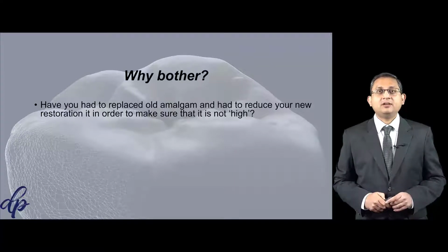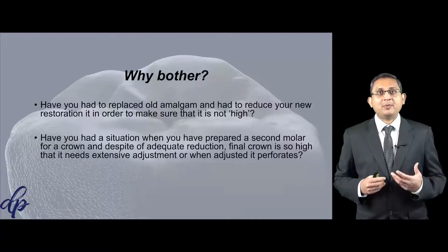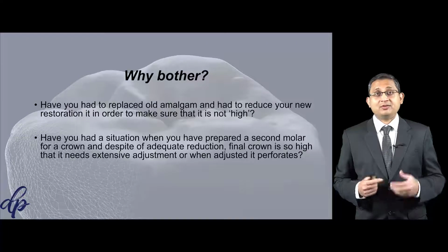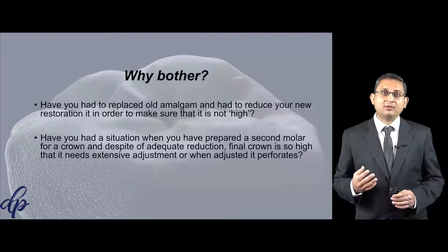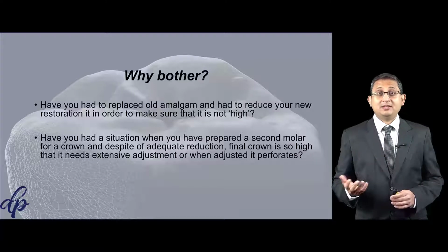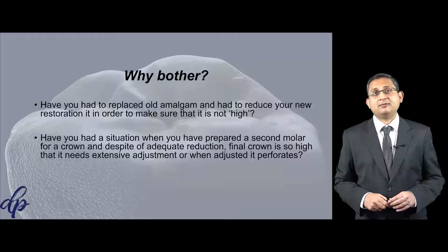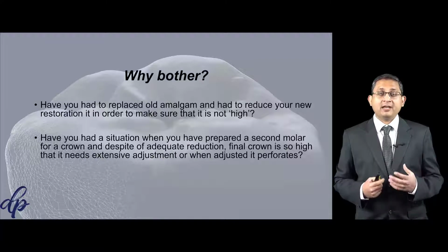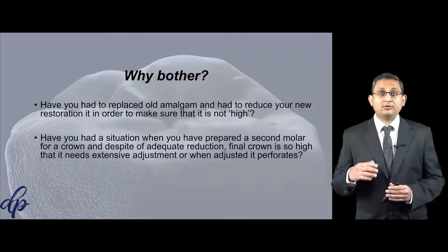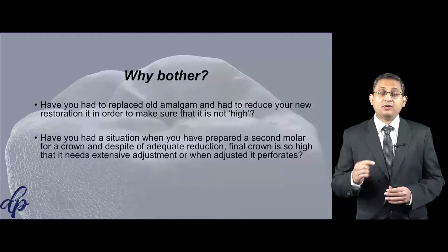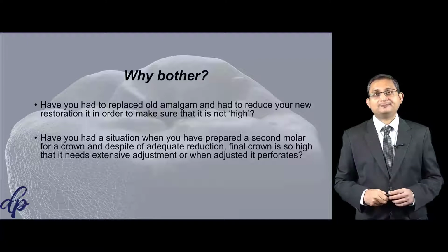Have you had a situation where you have prepared a second molar for a crown preparation or indirect restoration, and you know that you have reduced enough, 1.5 millimeter or 2 millimeter, whatever the specification of the onlay or crown is, and when the final crown comes, the crown is way too high, and when you start drilling the crown to adjust the occlusion, you perforate the crown, or the crown becomes really thin in the occlusal area?